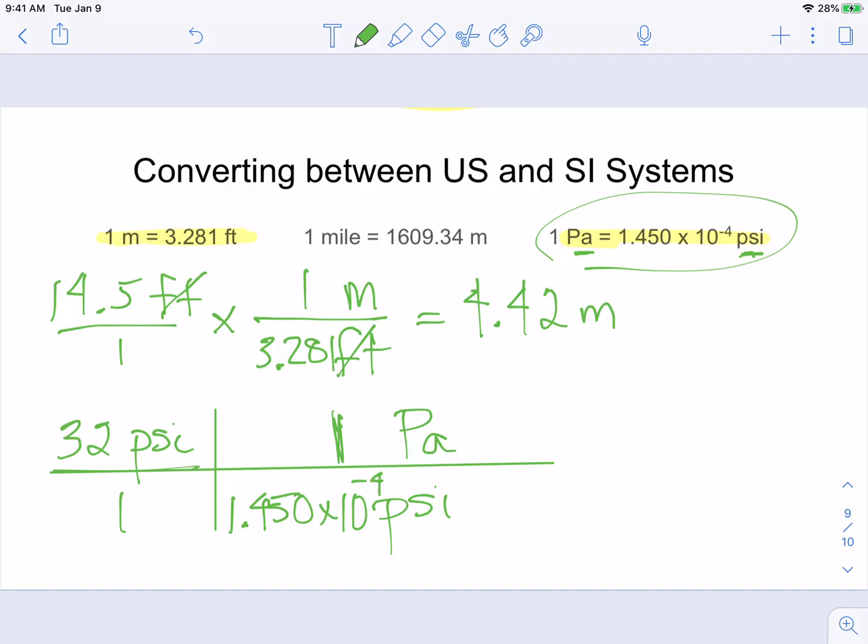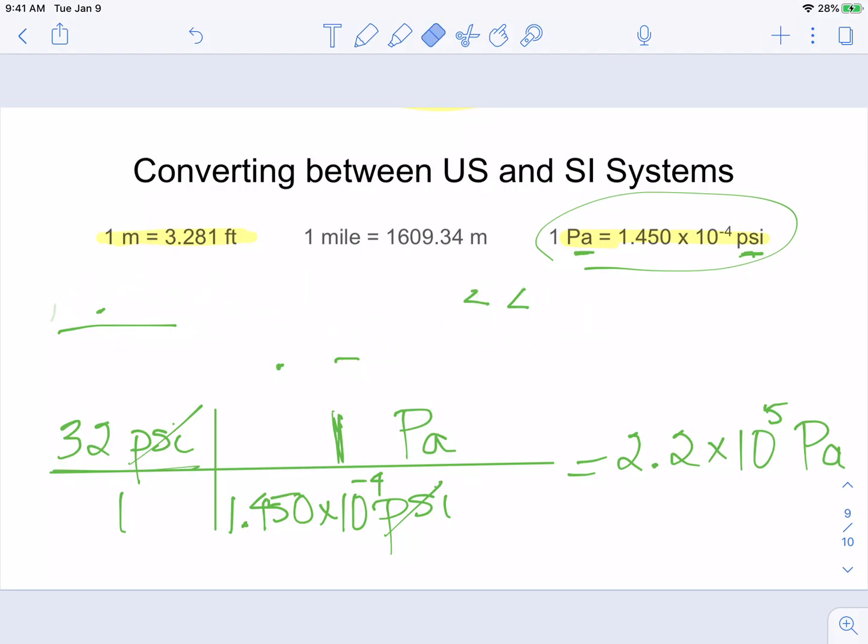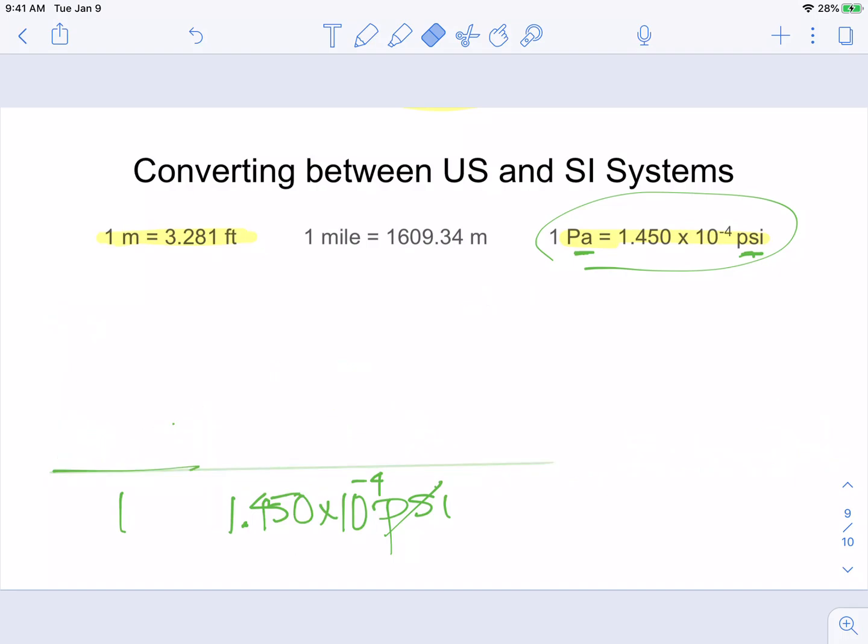And then I go through, I put that in my calculator, and I can see that the PSIs are going to cancel out. And I get on my calculator that this is about 2.2 times 10 to the 5th pascals, PA for pascals. Okay, so I, right there, converted from PSI to pascals. Let's do one more conversion. Let me see if I can erase this off fairly quickly and get you one last conversion here for practice. And then you will be able to do some of these on your own.